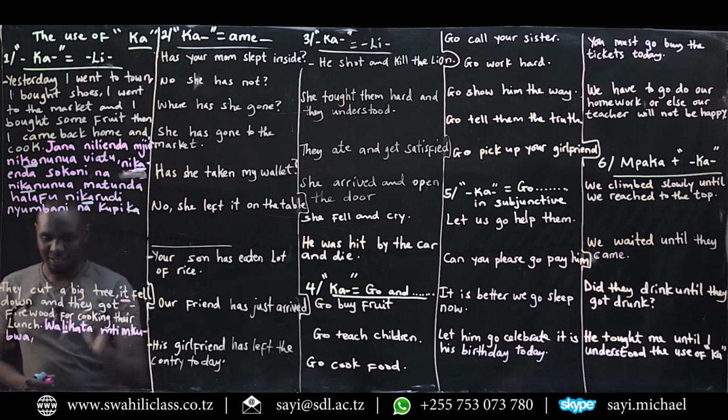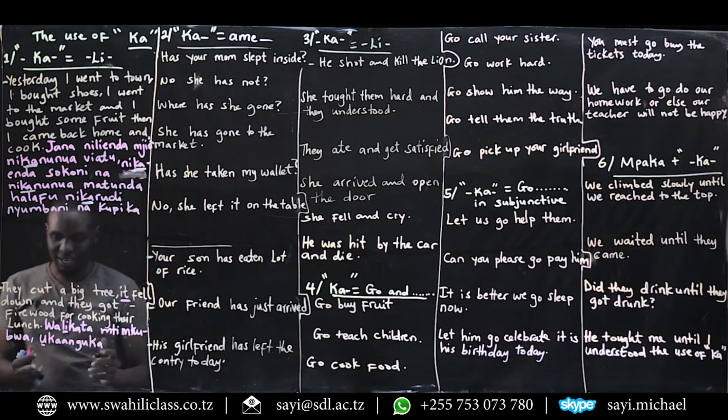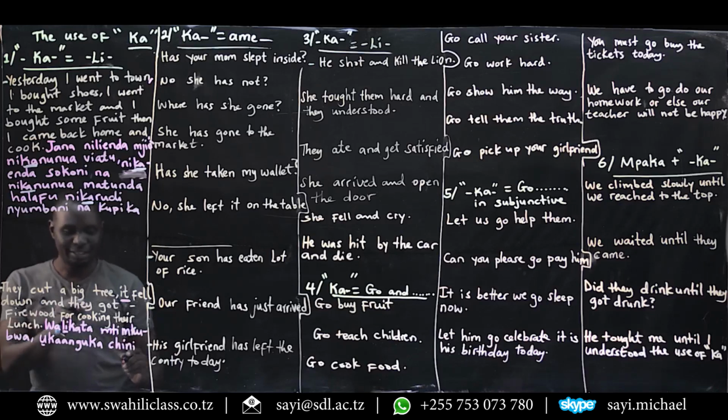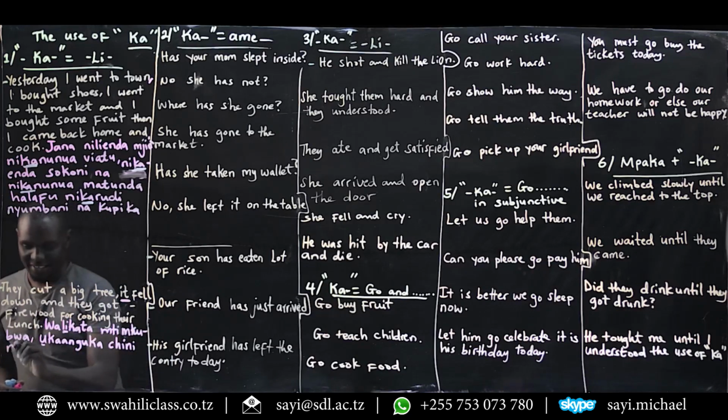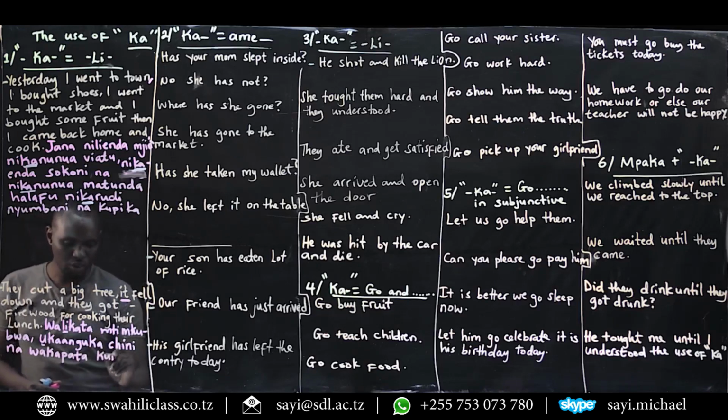It fell down. The tree fell. Mi noun class. Mti, miti. So the subject prefix is u. Ukaanguka. It fell down. Ukaanguka chini. Chini is down. And they got firewood. Na wakapata kuni. Na wakapata kuni for cooking their lunch.